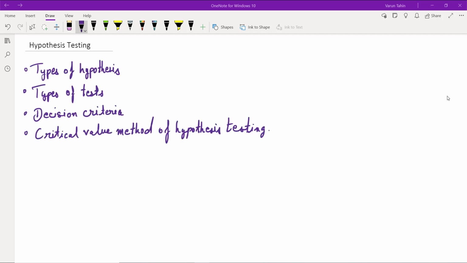Now sometimes you have some starting assumptions about the population mean, and you want to confirm those assumptions using the sample data. So this is what is called hypothesis testing. So today we will cover some of the topics such as types of hypothesis, types of tests, decision criteria, and critical value method of hypothesis testing.